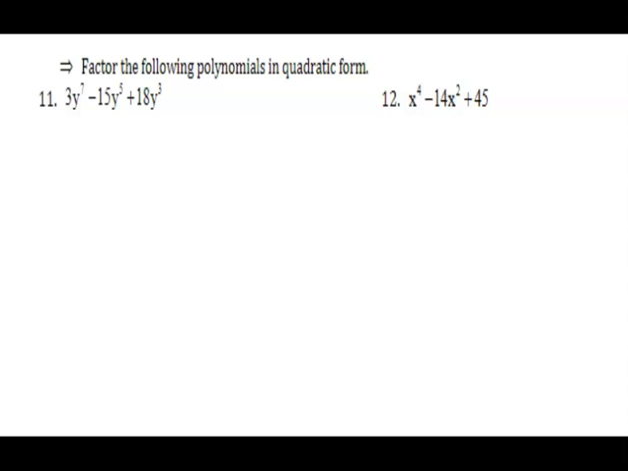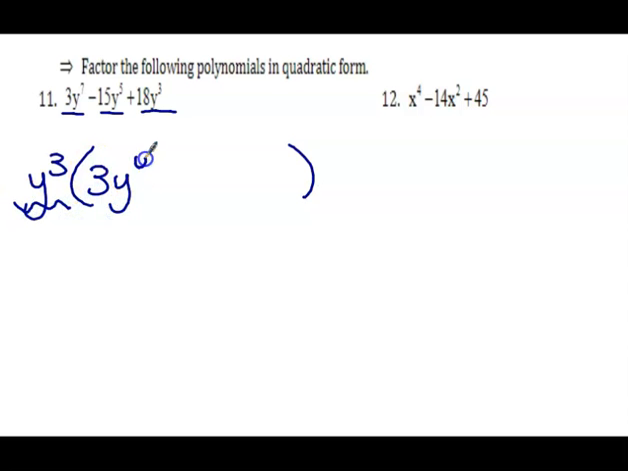Okay, so this one's a little tricky, okay? So as you notice, there's a lot of y's happening for number 11. Okay, we've got a lot of y's. So the first thing we need to think about is let's take out that y to the third. Please don't forget that in your final answer. Okay, so don't just drop it. It's hanging out on the outside. And then let's see what we have left. 3y to the fourth minus 15y squared plus 18.